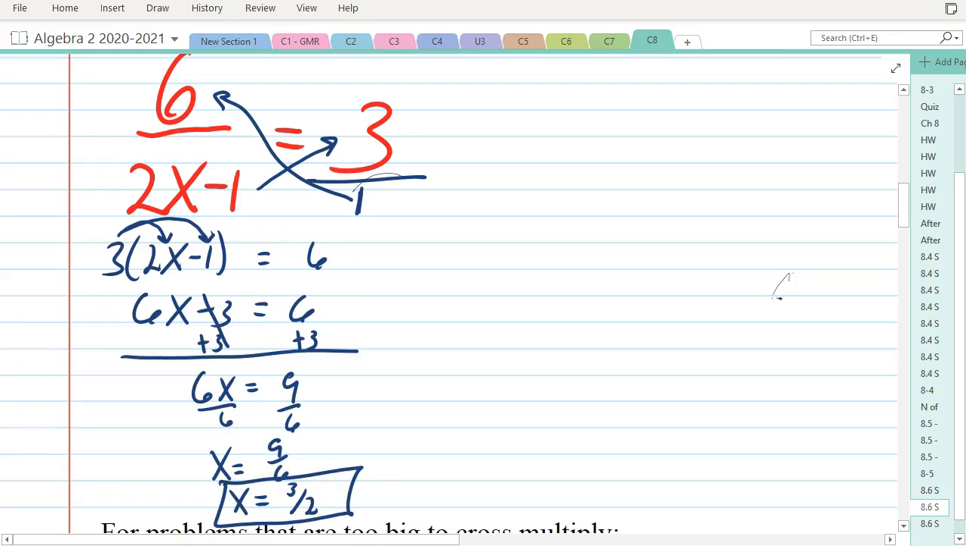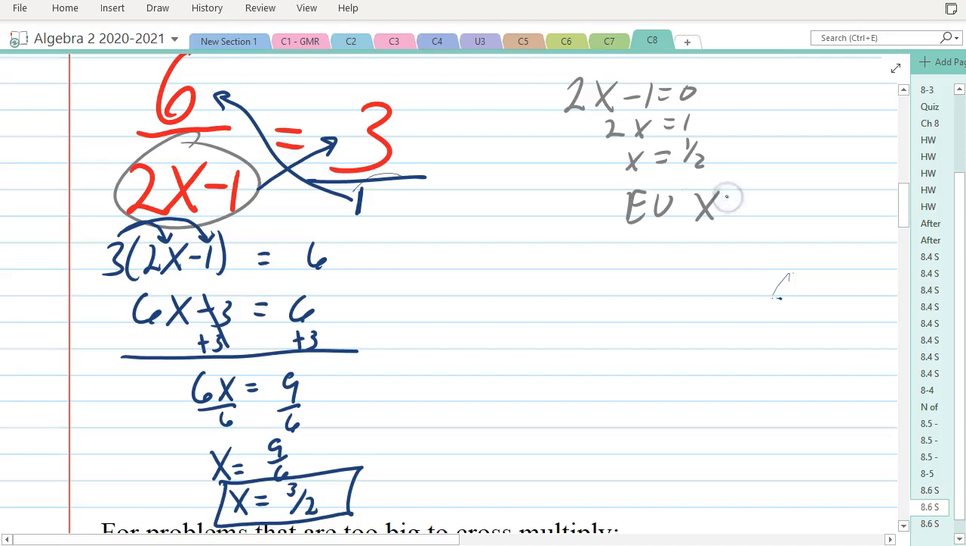Now we need to go back and check for the excluded value. So I'm going to set the bottom equal to 0 and solve. So I have an excluded value of x cannot equal 1/2, and that didn't change my answer, so we're good.